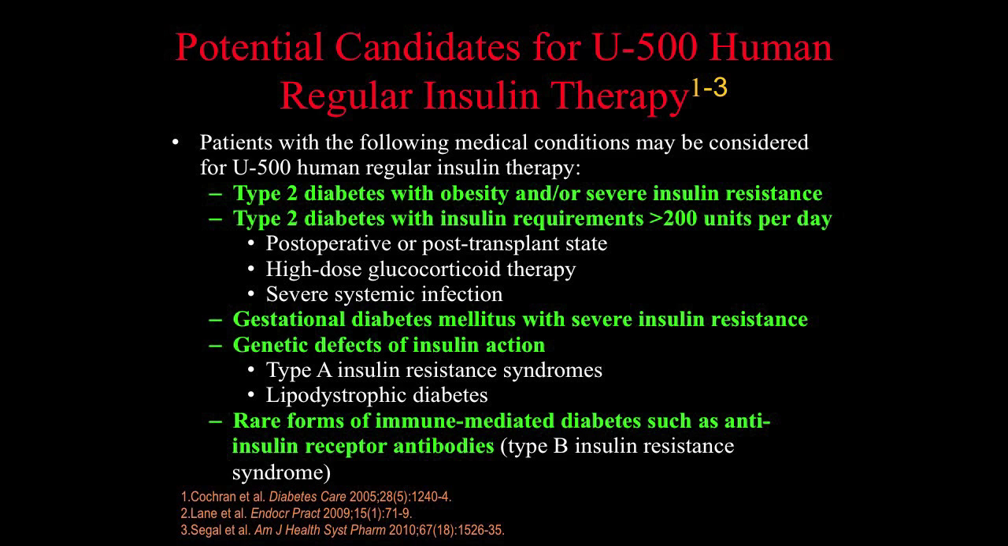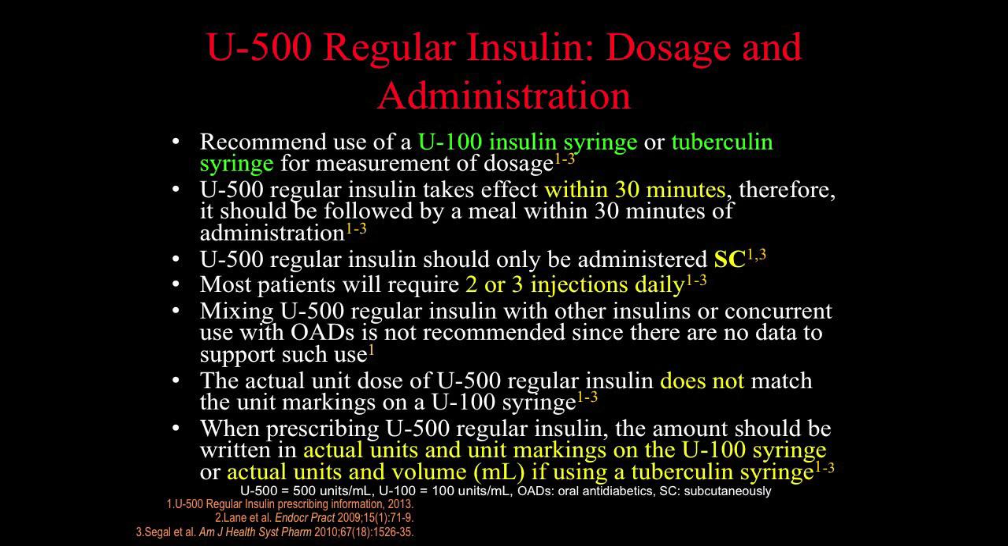Also, there are other potential candidates like high-risk pregnancy clinics with severe insulin resistance, or other genetic defects, which we don't get to now. Then how we inject: one of the main issues is that we don't have U500 insulin syringes. The available ones are U100 regular syringes, and also tuberculin syringes, which some authorities recommend for safety reasons.